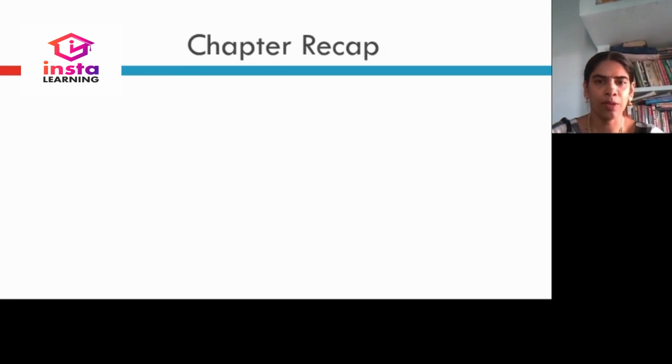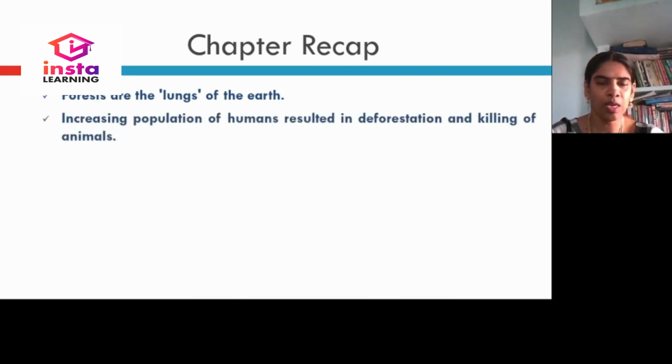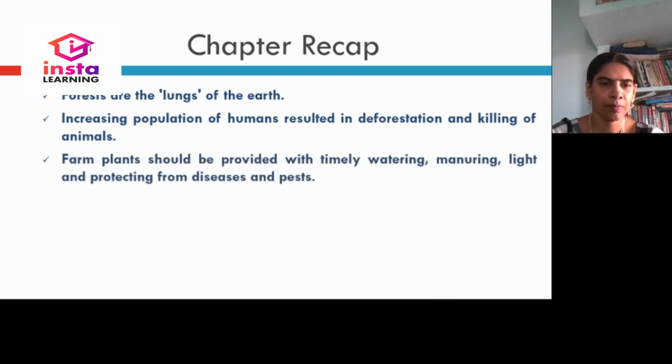Let us have a chapter recap. We know that forests are the lungs of the earth. Increase in population resulted in deforestation and killing of animals. Farm plants should be provided with timely watering, manuring, light and protection from diseases and pests.